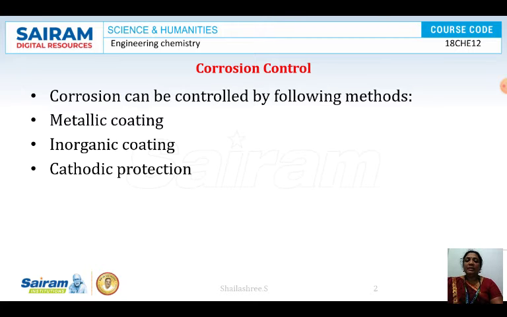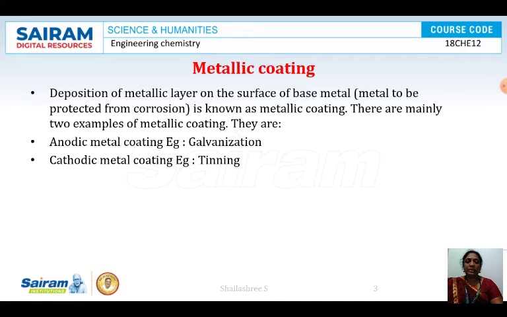We are at the corrosion control topic. How can we control corrosion? It can be controlled in different ways. In our syllabus we have metallic coatings, inorganic coatings and cathodic protection. Let us discuss them one by one. First, let us start with metallic coatings. What are these metallic coatings?